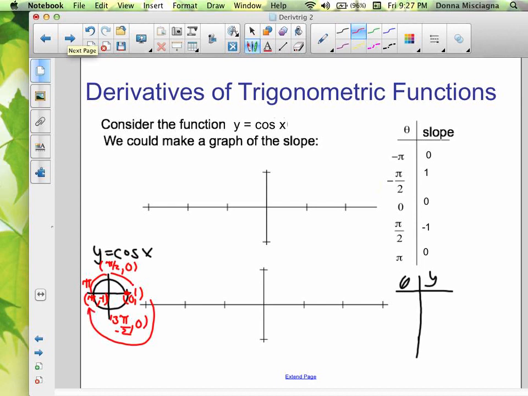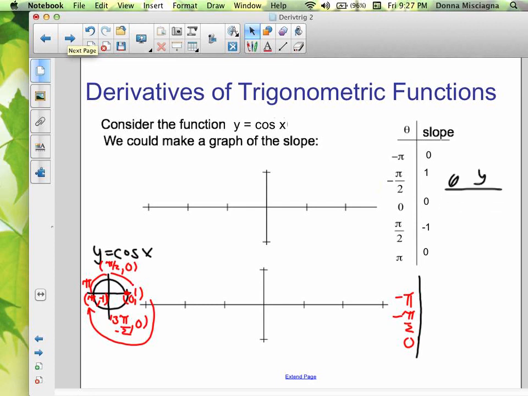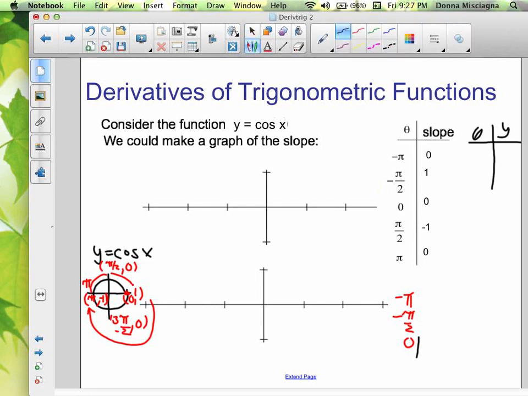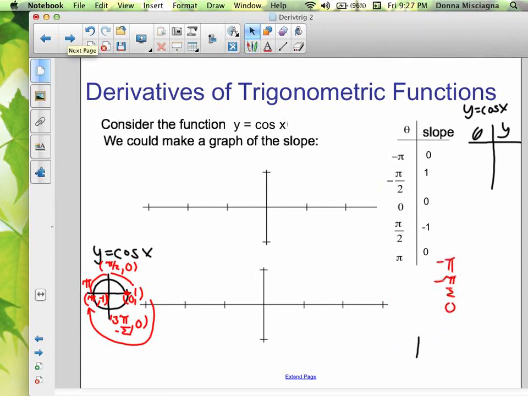So let's get our values for negative pi. Negative pi halves, 0. Can't fit those in. Let's put it over here, where I have a little bit more space. And just to be clear, that's y equals cosine x, so I'll write it above. And then let's move everybody back.